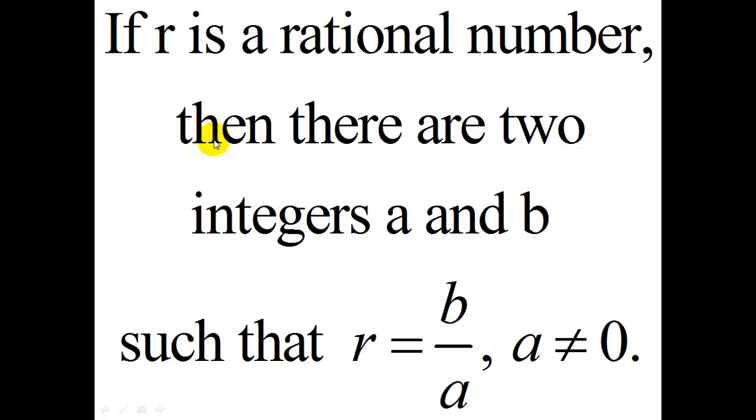And so, if R is a rational number, then there are two integers a and b, such that R equals b over a, where the denominator is not equal to 0.